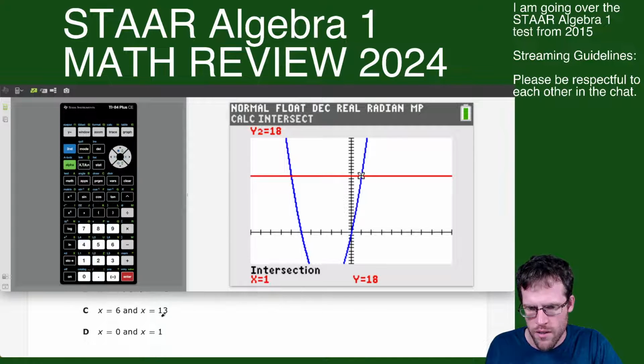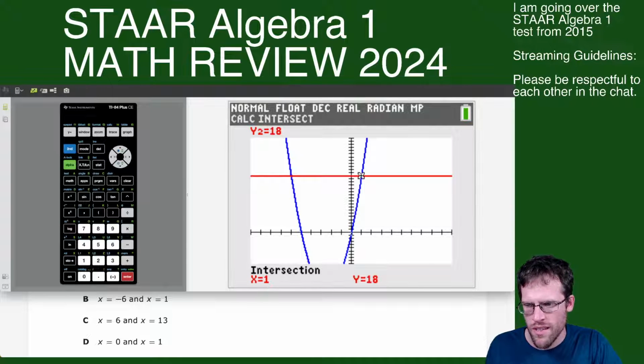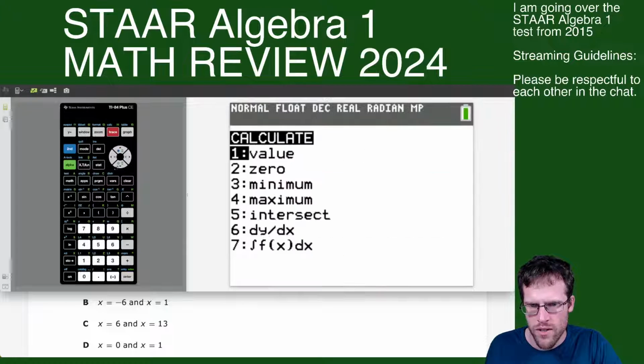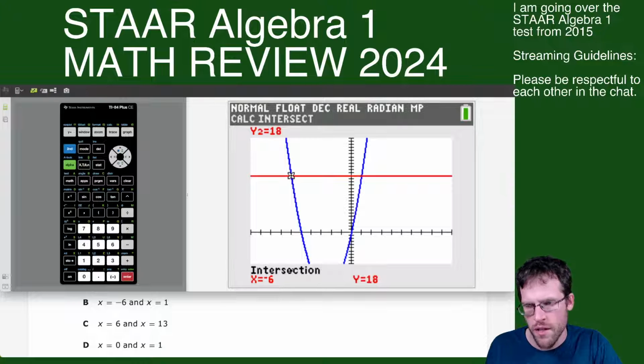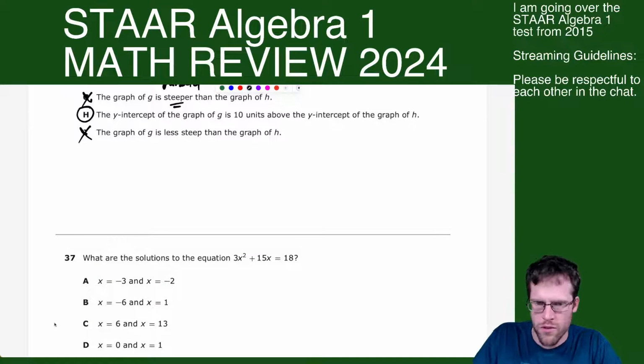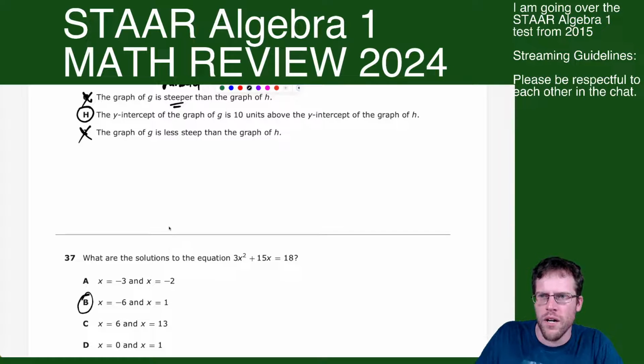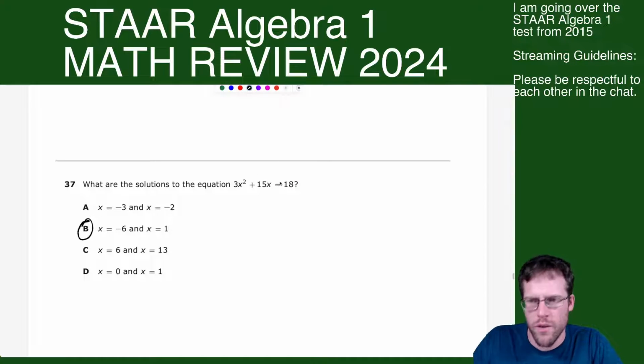And actually I lied, there are 2 of them. But it's 0 and 1, and there's no intersection at 0. So it's most likely going to be -6 and 1. But to double check, second trace 5. Now I go to the other point. Let's keep scrolling left. I press enter 3 times, and -6. Okay, so I get x equals -6 and x equals +1. So choice B. But this is an algebra test, so how do I do this with algebra?